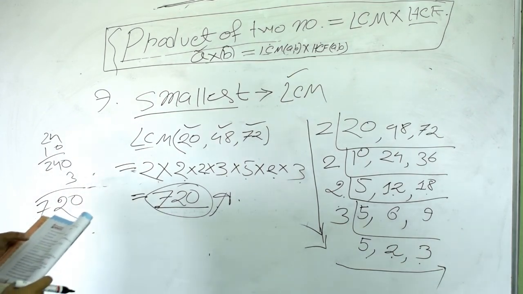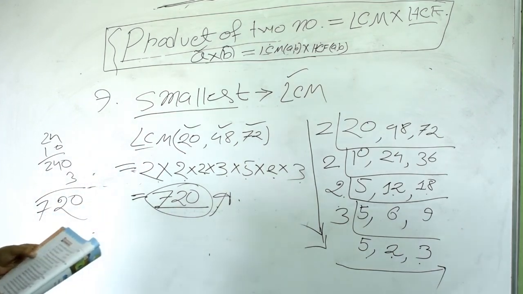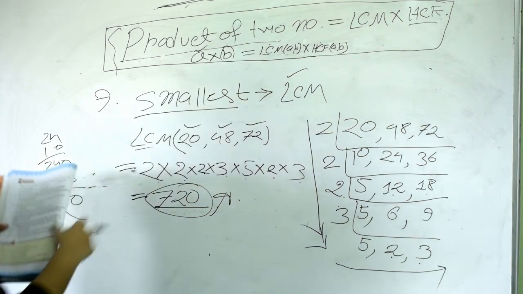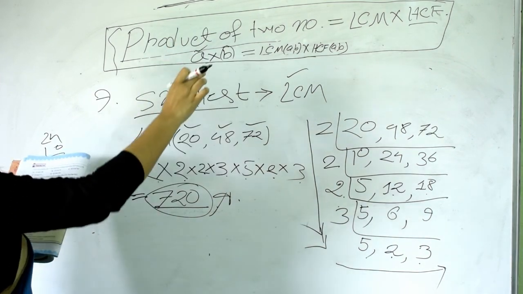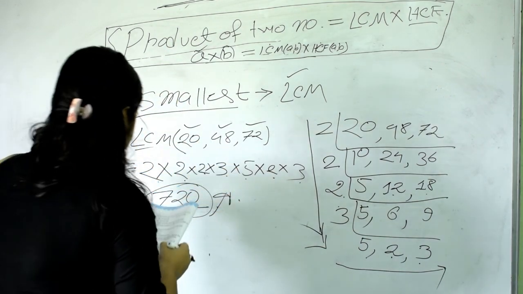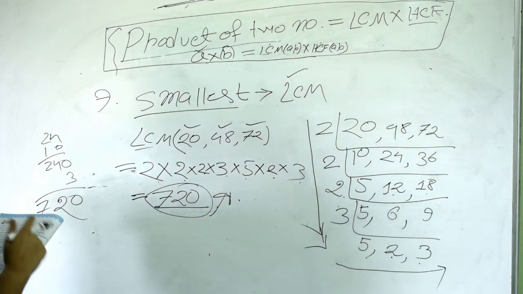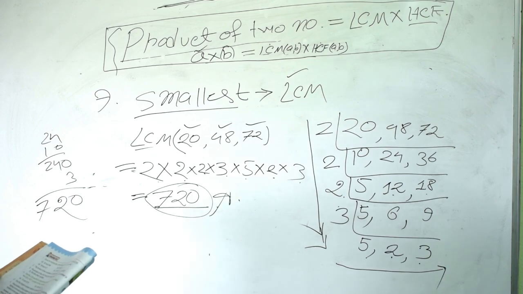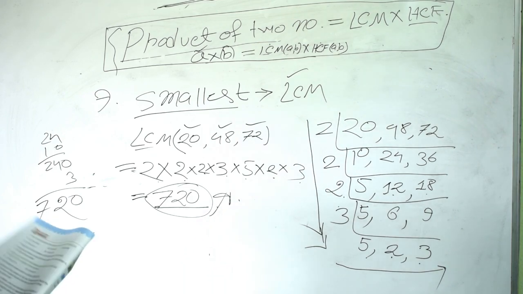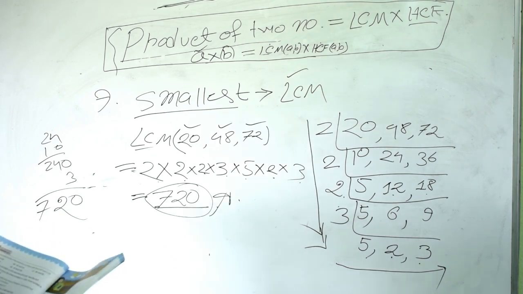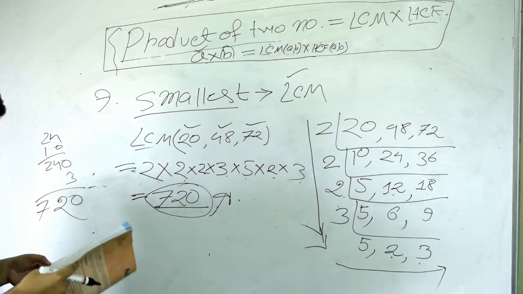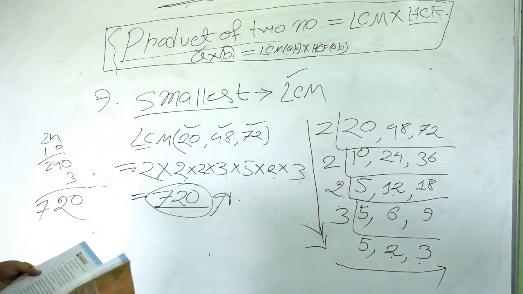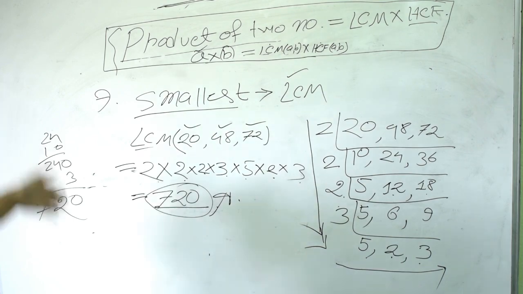Now question number 4. Again you have to apply the rule: product of two numbers equals LCM and HCF. Try yourself. Question number 4, and 6, 7 and 8. Question 8 is also similar to question number 5. So try with the same process.